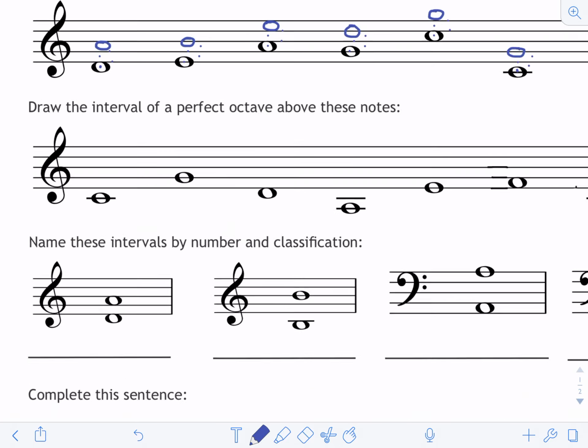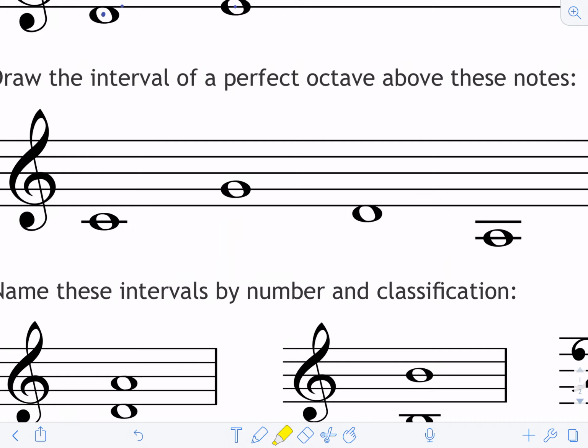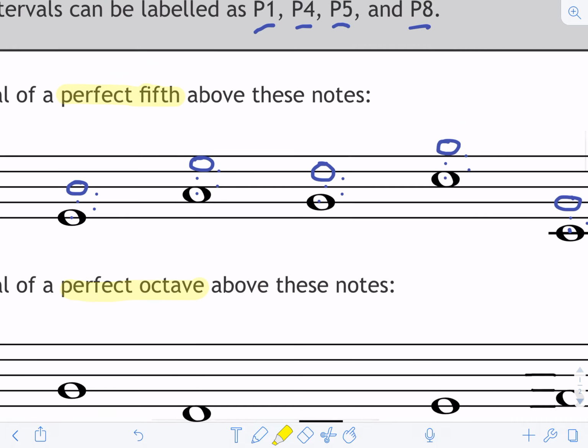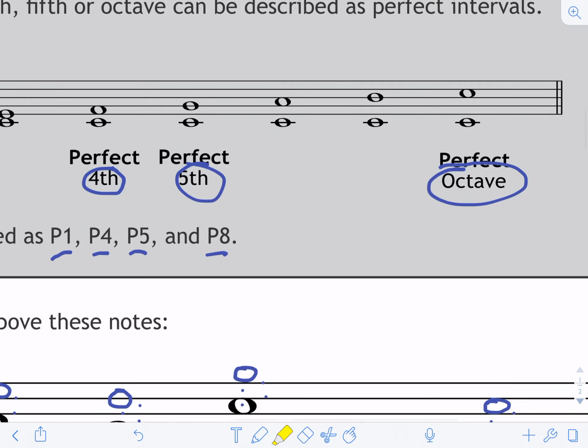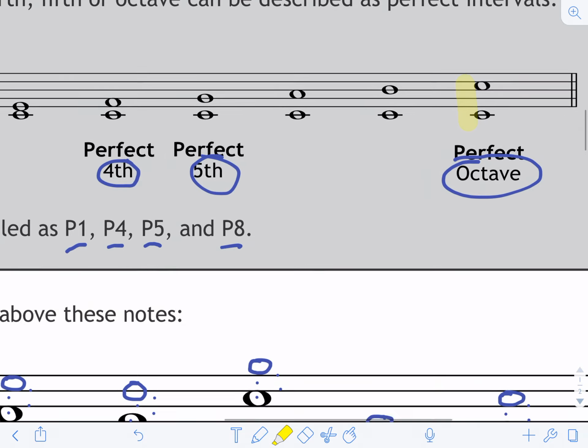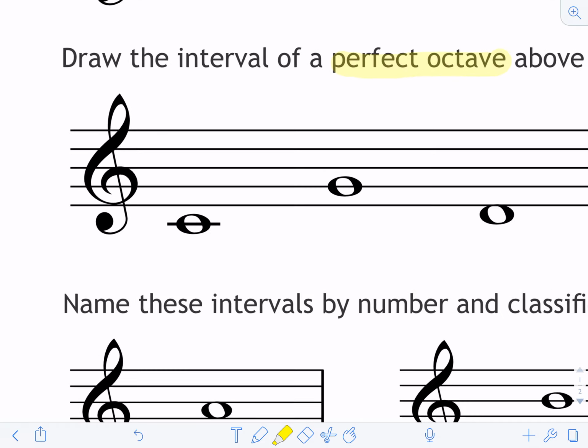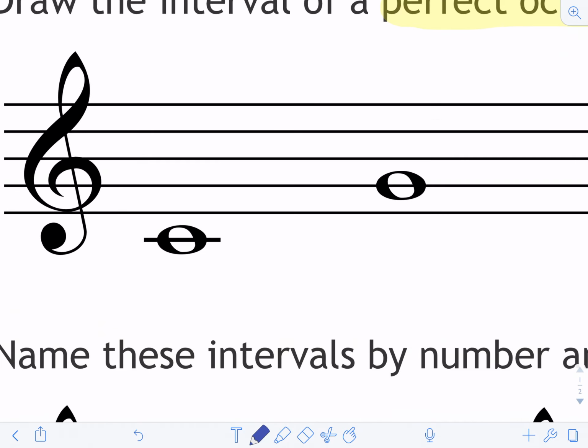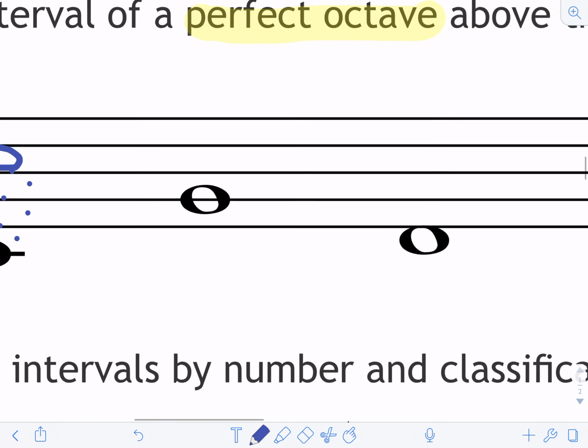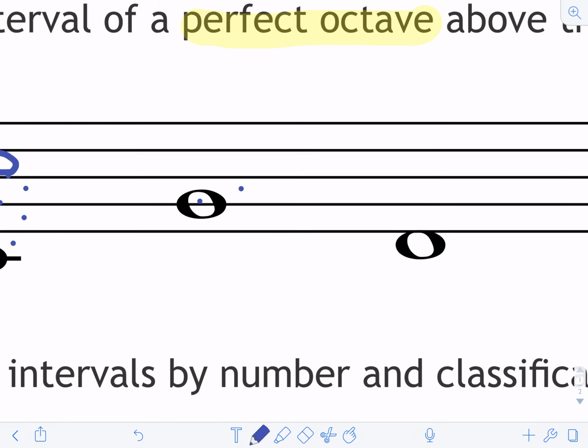The next option here is to draw a perfect octave above each of these notes. So an octave, if you remember, if I come up here, is an eighth. So it's kind of a wide interval here. So we're going to count all the way up to 8. Here we go. 1, 2, 3, 4, 5, 6, 7, 8 goes in the space. Phew. Continuing on. 1, 2, 3, 4, 5, 6, 7 there. So 8 sits on top of the staff.